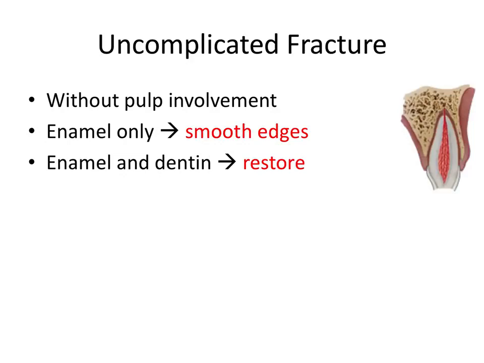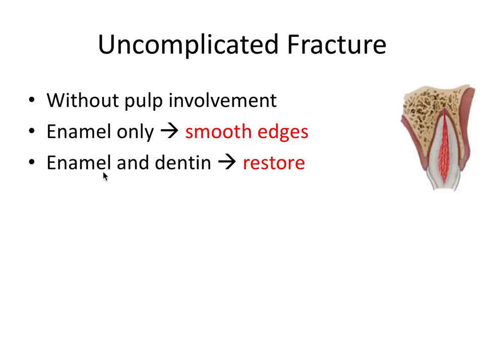Alright, so we're going to go through a couple examples of different traumatic injuries and what you do to treat them. So an uncomplicated fracture refers to all fractures of teeth without pulp involvement. So they involve just the enamel layer or the enamel and dentin layer, like in this picture here. If only the enamel is involved, smoothing the edges, rounding those edges off to prevent any further soft tissue damage, lacerations with the sharp edges of a fracture line, that would be our treatment of choice.